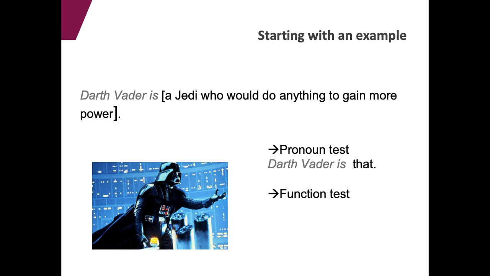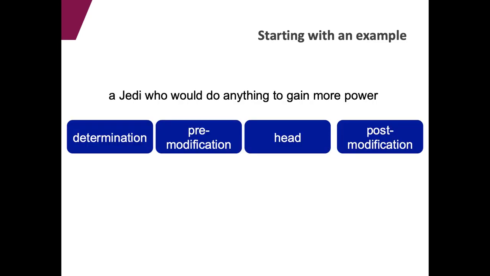You could also use the function test to mark the limits of the noun phrase. So what is the function of a Jedi who would do anything to gain more power? It is the predicative complement of the verb is, predicative complement, attribut du sujet, remember. So let's concentrate on this noun phrase, shall we? So you know the drill.